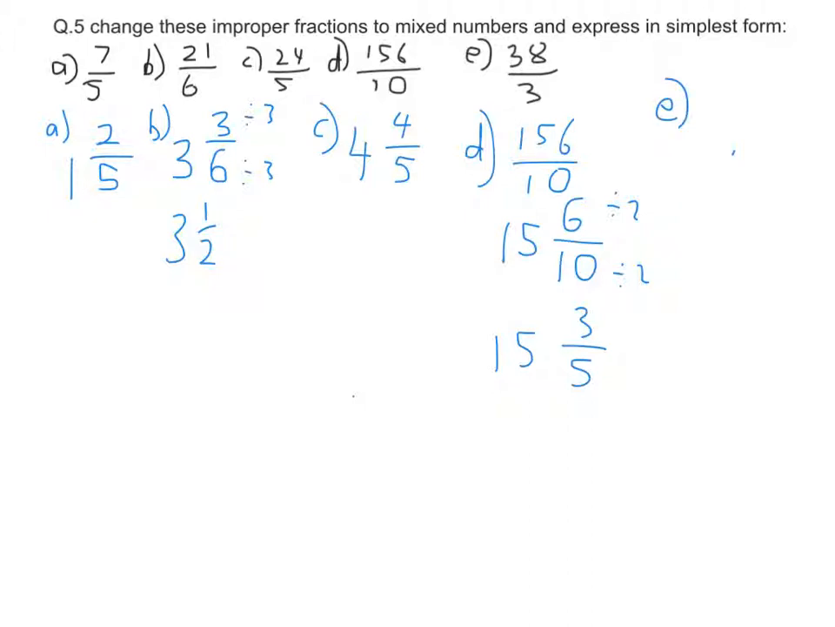Okay, so for question E, I know that 3 times 11 is 33, 3 times 12 is 36, 3 times 13 is 39, so 3 cannot go into 38 13 times, but it can definitely go into 38 12 times. So I'll put down 12 as the whole. 38 minus 36 is 2, so the remainder is 2. And we keep the denominator the same. We can't simplify it anymore, so your final answer should be 12 2 over 3.